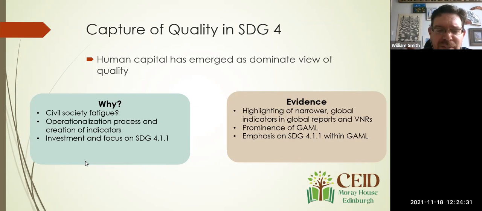And we can see that because this indicator has elevated from a tier 3 indicator, which means that we really have no idea how to measure it, to a tier 1, whereas other indicators like SDG 4.7.1, which is a more humanistic indicator, has really never moved in its development from tier 3. We also can look at GAML's results framework and say, basically across the 5 or 6 goals that GAML looks at, 2 out of every 3 parts of that results framework focus on SDG 4.1.1.